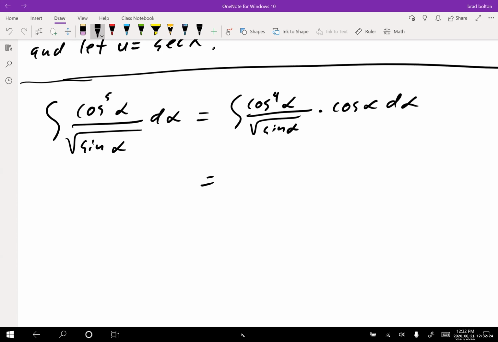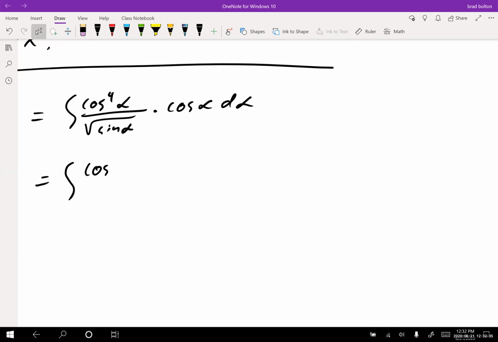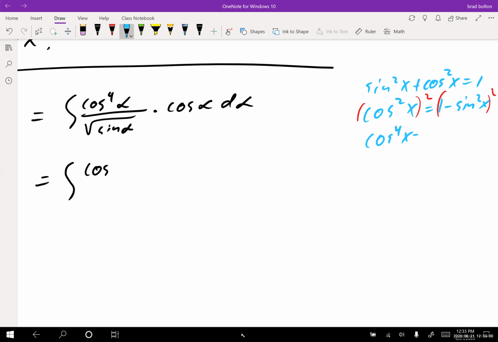So we have to find a way to rewrite cosine to the 4th. Let me do the scratch work over here for you guys. We have sine squared x plus cosine squared x equals 1. So we could do cosine squared x equals 1 minus sine squared x, but then we could square both sides. We could square this and square this, and then we would get cosine to the 4th x equal to 1 minus sine squared x squared.